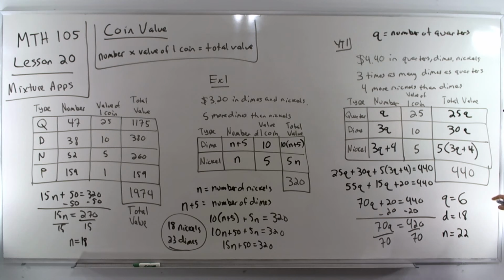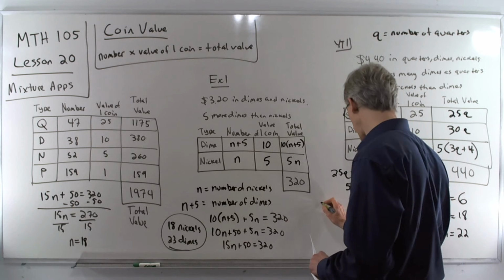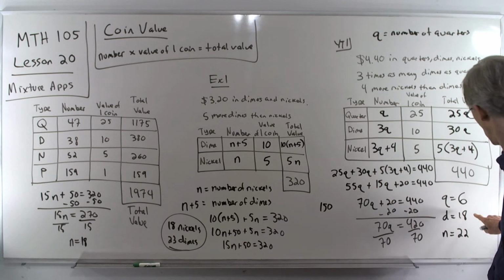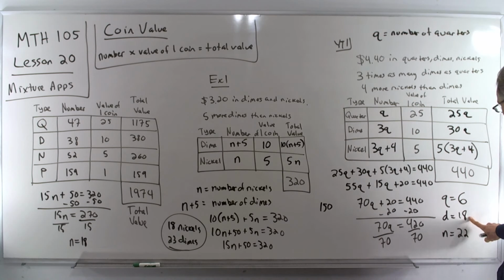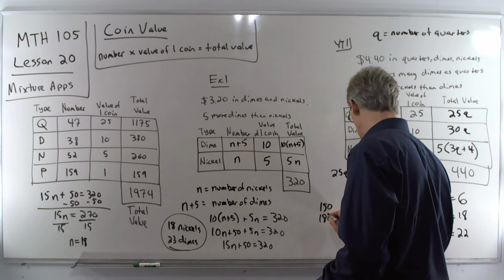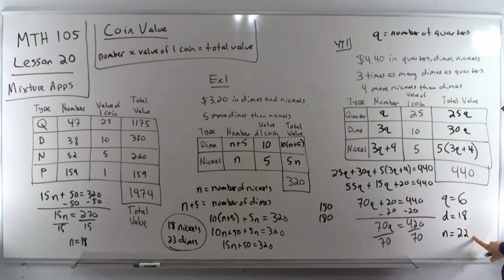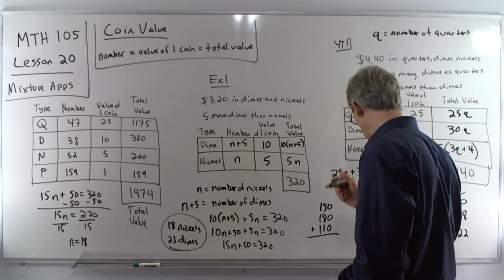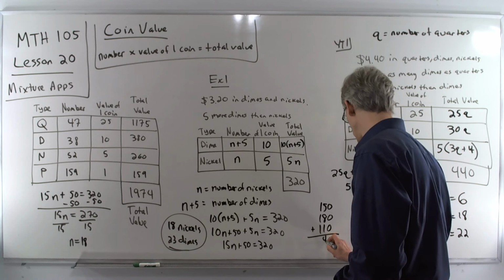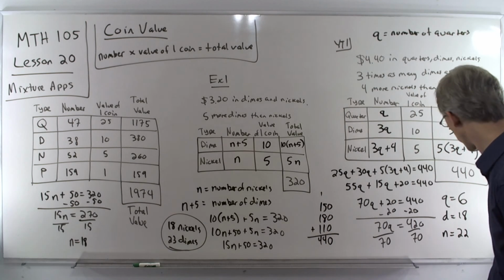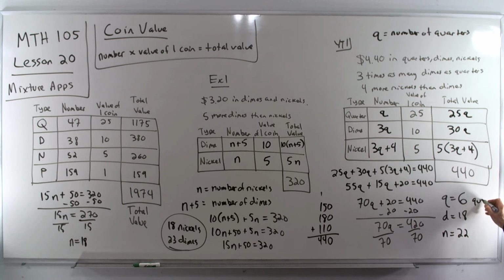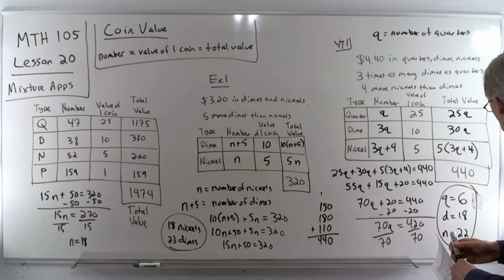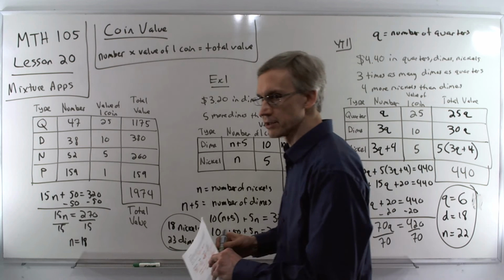All right, now we need to check. So 6 quarters at 25 cents each is $1.50. So that's 150 cents. And for dimes, 18 times 10 is 180. And then for nickels, 22 times 5, that's $1.10, or 110 cents. Add them all up and we get 440. So that is correct. 6 quarters, 18 dimes, and 22 nickels.